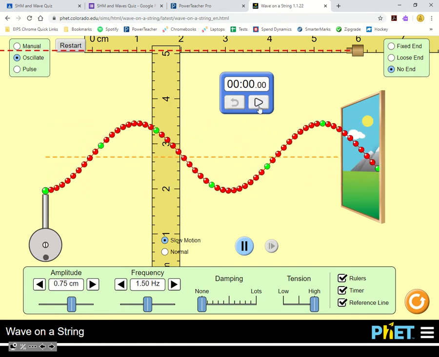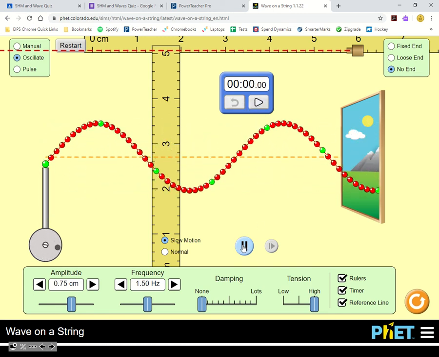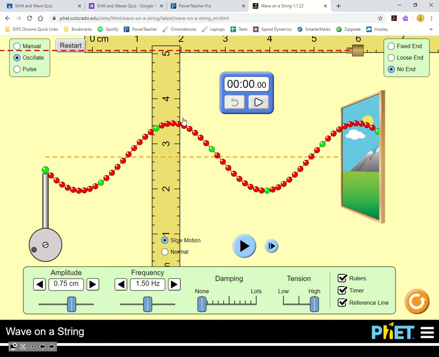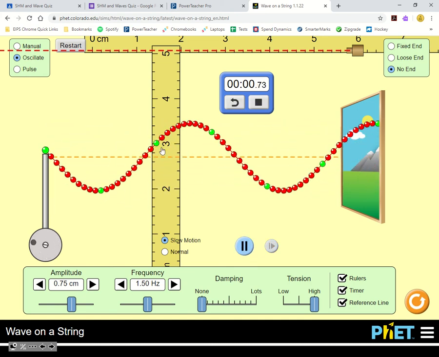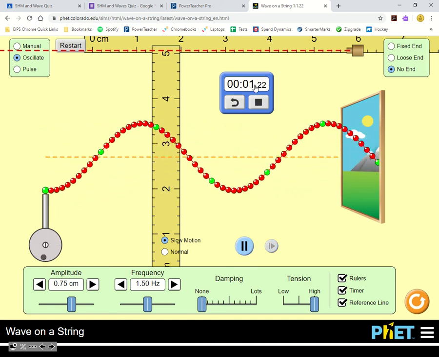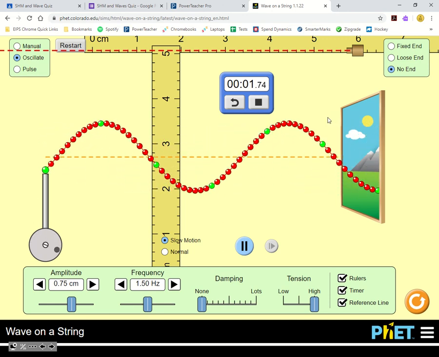I can do that one more time. I'm just going to pause it. So when the wave gets high up there, that's going to be 1, and when the wave gets down here, that's half a wave. So I push play. That's 1 wave, and that's half a wave, and you can see it hit right at 1 second there, right?